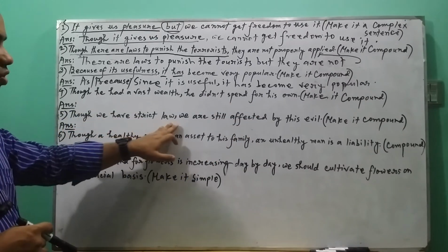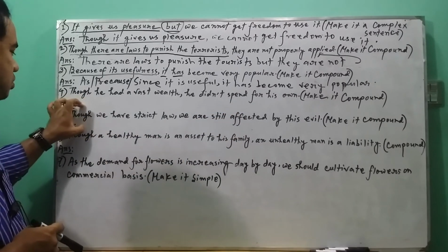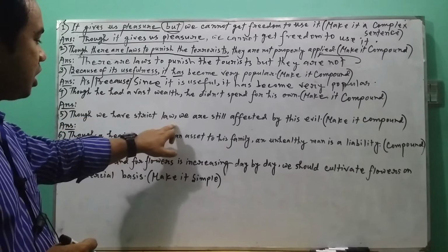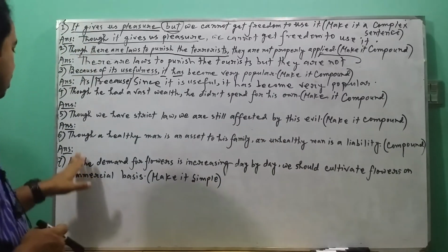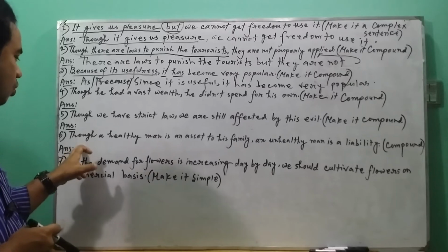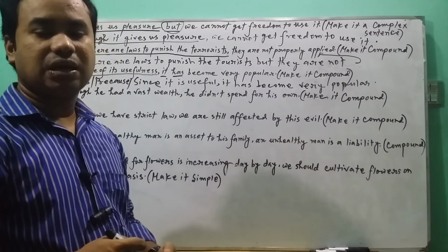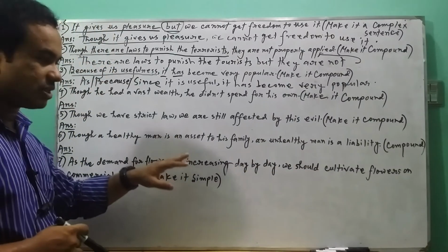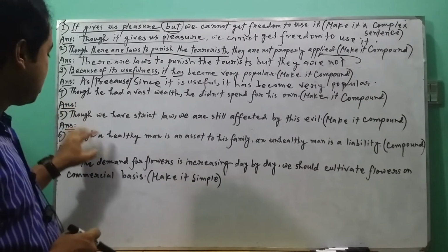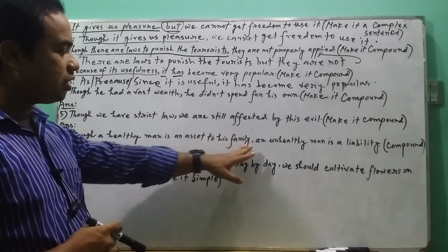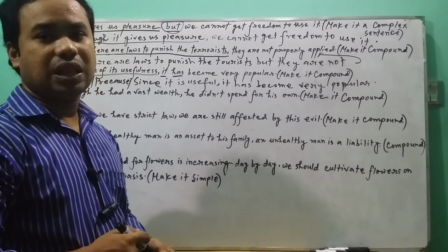Though we have strict law, we are still affected by this evil. We are leaving this out. We have strict law. In place of the comma, we are using but: we are still affected by this evil. Okay, it's now done. Then, though a healthy man is an asset to his family, an unhealthy man is a liability. This is a very common example. We are leaving out this subordinating conjunction. A healthy man is an asset to his family. In place of the comma, use but or yet. An unhealthy man is a liability.